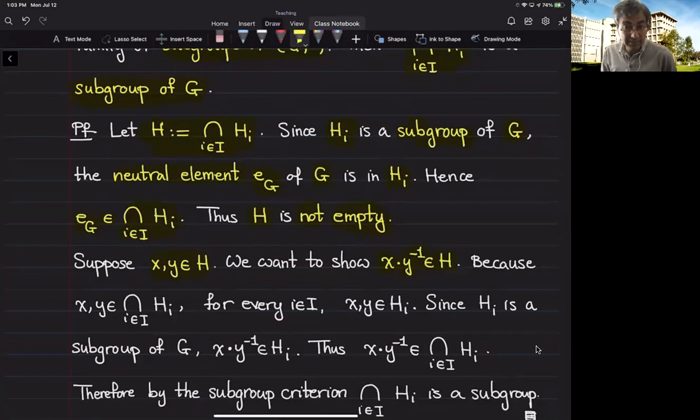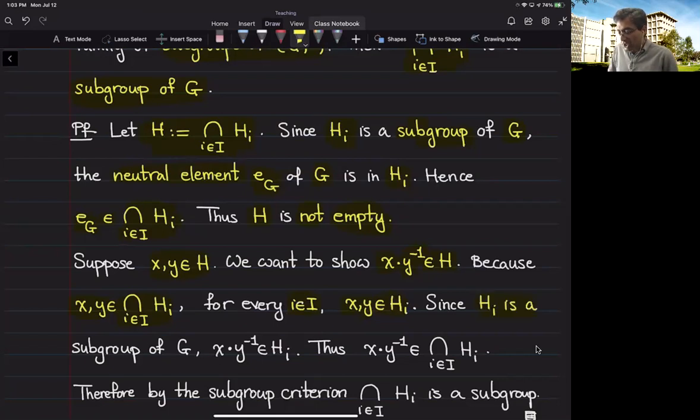Okay, what does that mean and how can we achieve it? When x and y are inside H, that means they belong to the intersection of the H sub i's, which means no matter what index I pick, both x and y are inside H sub i. H sub i is a subgroup.